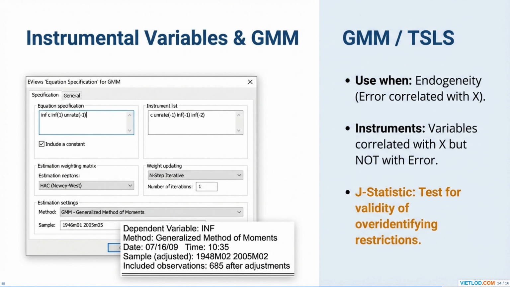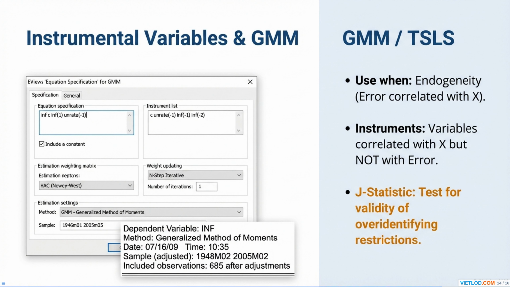This slide focuses on addressing endogeneity, a significant challenge where an explanatory variable is correlated with the error term, leading to biased and inconsistent OLS estimates. The primary solution involves using instrumental variables. A valid instrument is one that is correlated with the endogenous variable, but remains uncorrelated with the error term. Methods like generalized method of moments, or GMM, and two-stage least squares, or TSLS, are employed in this context.